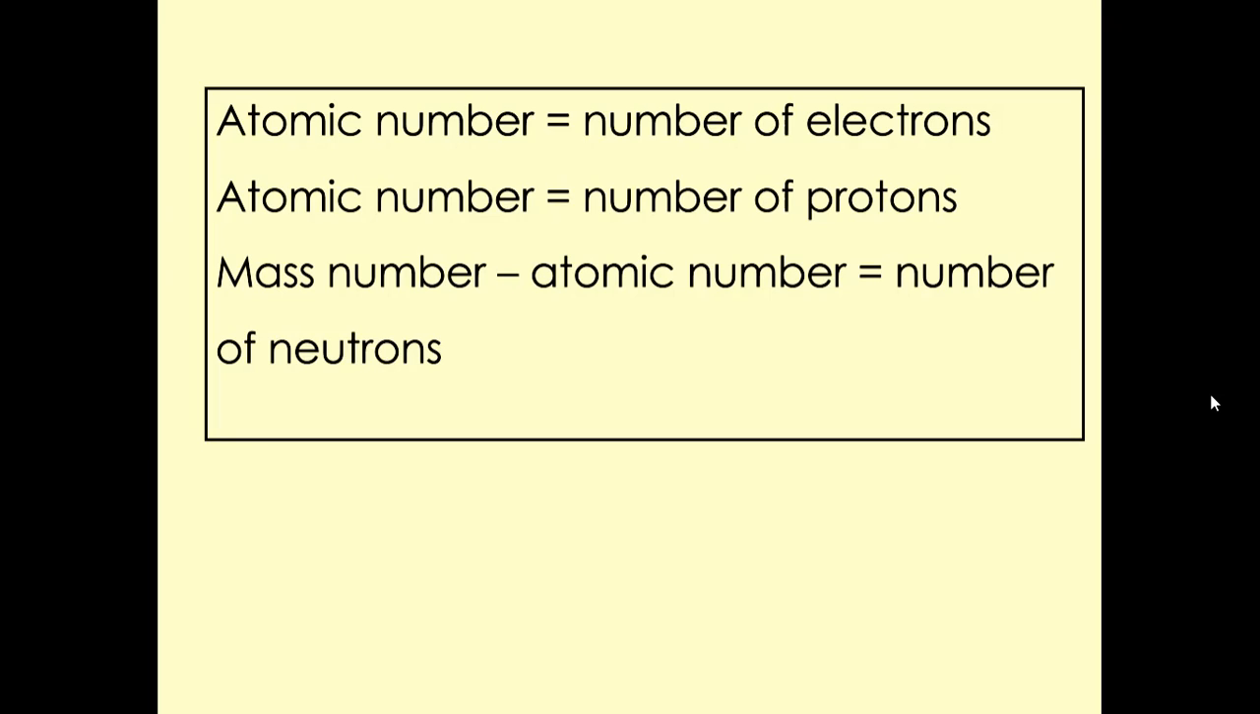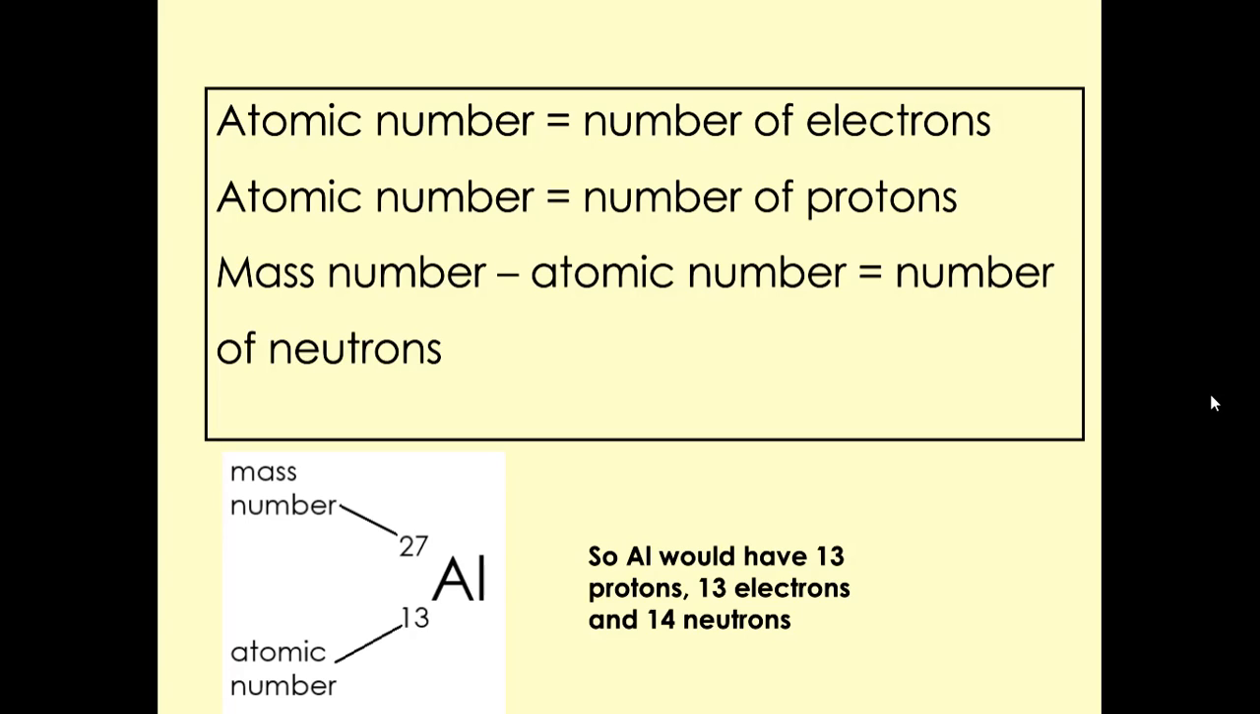But also, while we're here, we may as well revise the fact that the atomic number also equals the number of protons. And if I want to find the number of neutrons, it's the mass number minus the atomic number. So for an example, if I had aluminium, if you look in the periodic table, its mass number is 27, its atomic number is 13. So it's going to have 13 electrons, it's going to have 13 protons, and then the number of neutrons is the difference between the two numbers. So that's 27 minus 13, so that's going to be 14. So as it says there, aluminium is going to have 13 protons, 13 electrons, 14 neutrons.